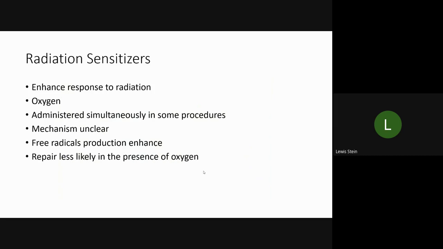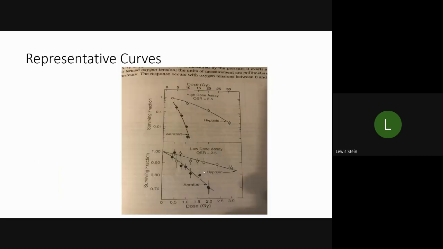Additionally, there are things involved that actually enhance the response to radiation. Number one is oxygen. And there are procedures where, at least historically, it was administered. I don't know about the procedural aspect of it. The mechanism is unclear. Is it free radicals? Likely. Is repair less likely in the presence of oxygen? Yep. So we don't know why, but those are the theories: for some reason, either there's additional free radical production, or there's some aspect of the oxygen that limits the repair mechanisms. And so you can see some of these, and again, this is another textbook thing, and I've got to find a better way to put them into PowerPoints.